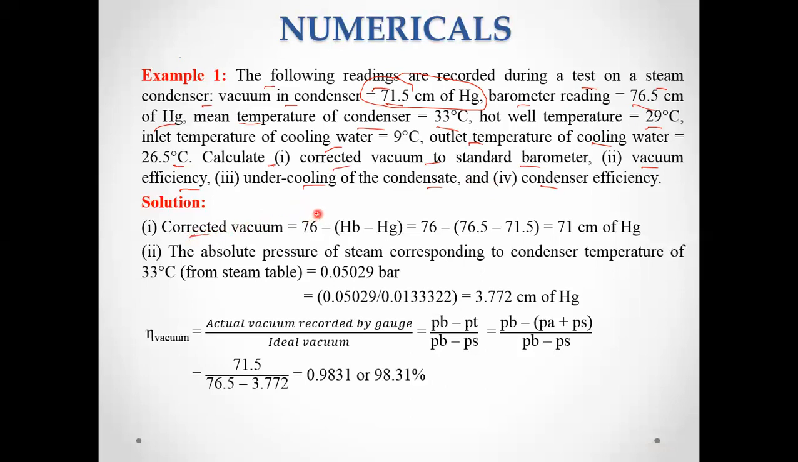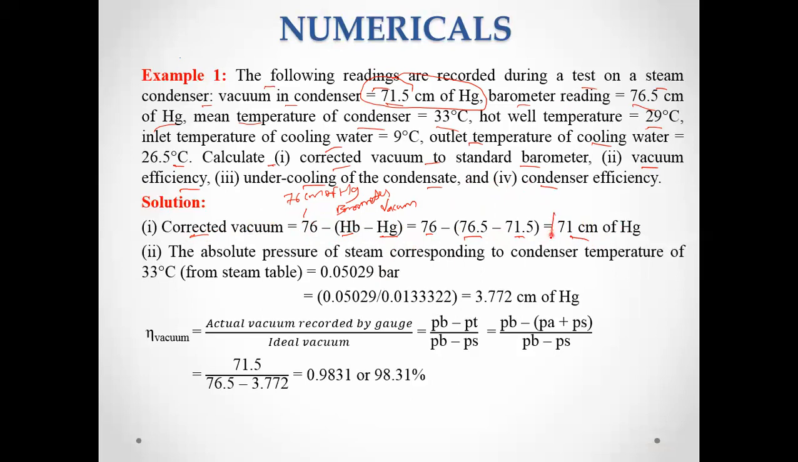We know the formula. The standard is 76 centimeter of Hg. So 76 centimeter of Hg minus Hb, where Hb is the barometric pressure gauge reading and Hg is the vacuum. So we get 76 minus the barometric gauge, which is 76.5, and the vacuum gauge reading is 71.5. So what we will get is 71 centimeter of Hg.